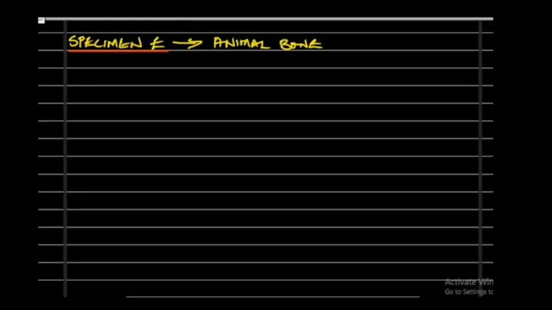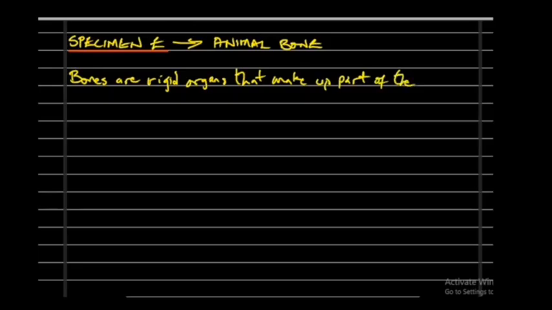So what are bones? Bones are rigid organs that make up part of the skeletal system of vertebrates. Yes, it is on the vertebrates, the vertebral animals, that we can actually see them. You can also call them chordates. Animals that have a backbone are referred to as chordates. These bones serve functions like protection of internal organs of the body.